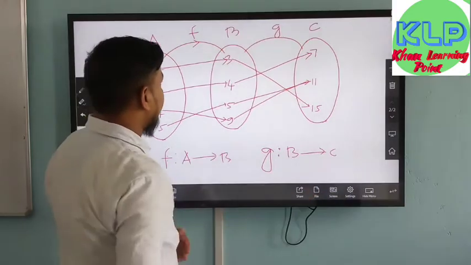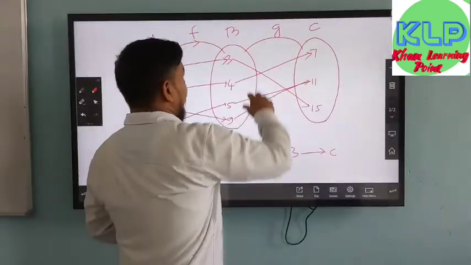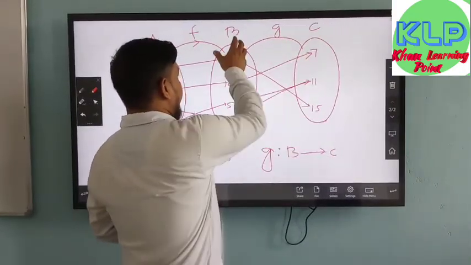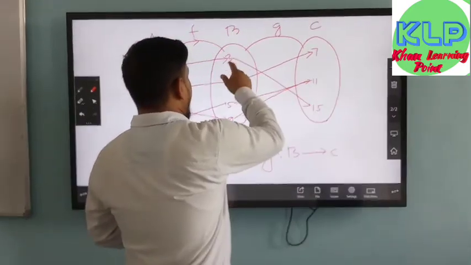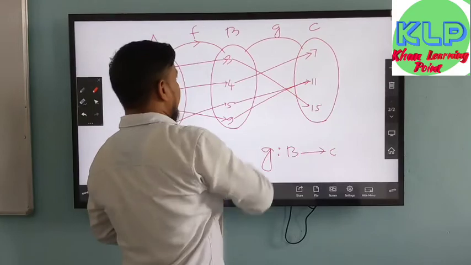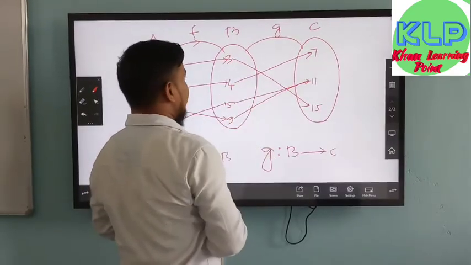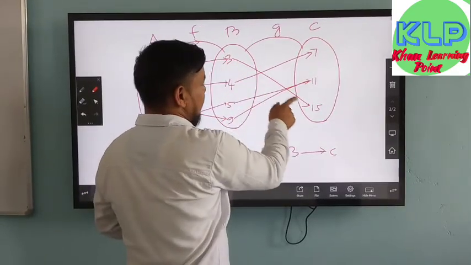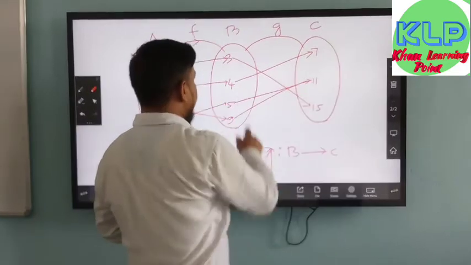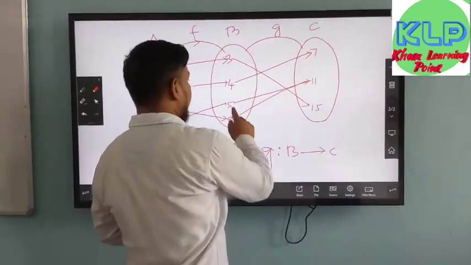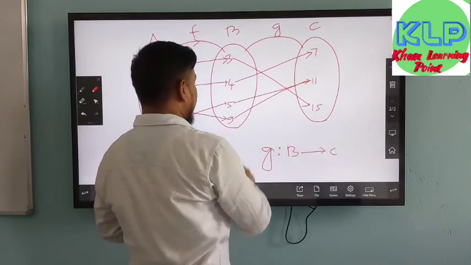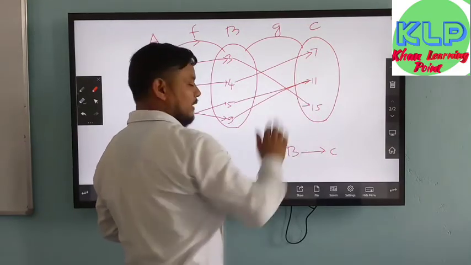And under the function g, here you see, B is the domain and C is the codomain. Here the elements of B are 3, 4, 5, 9. The element 3 is associated with the element 15, that is, image of 3 is 15, image of 4 is 7, image of 5 is 11 and image of 9 also 11.